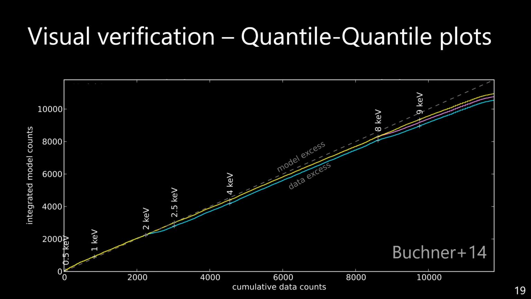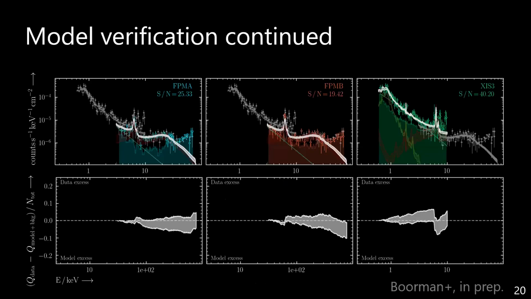And I probably should have actually said that on the y-axis we have cumulative data counts. So you go along each channel in your spectrum and you sum up the counts as you go along. And so each position on the x-axis also corresponds to an energy, which is shown with the insets in this plot. Okay. And then the y-axis is the same, but you're integrating the model counts instead of the observed counts.